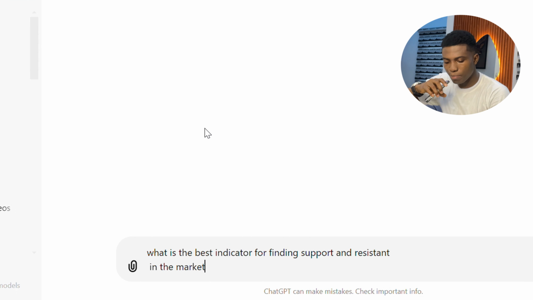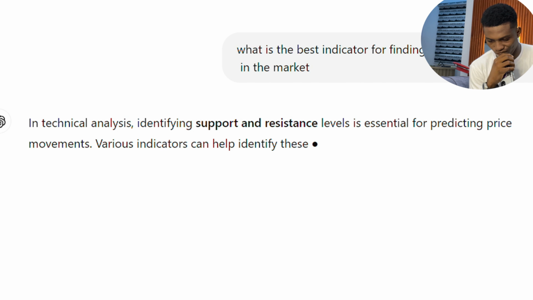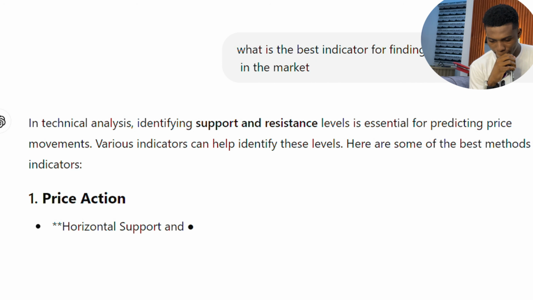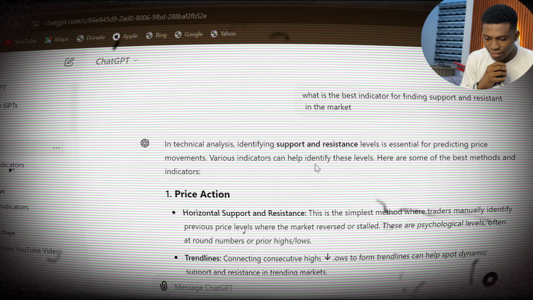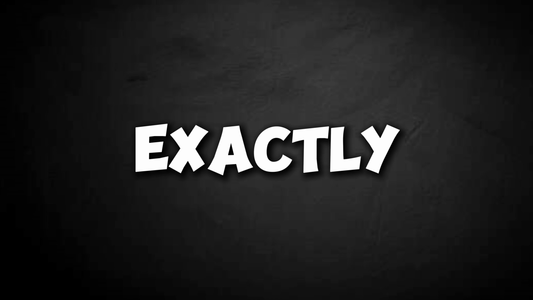The next thing we're going for is support and resistance. So right here, I've just typed on ChatGPT, what's the best indicator for finding support and resistance in the market? It's producing. Okay, so as you can see from what we have right here, it shows that price action is the number one indicator for finding support and resistance, and that's exactly what we're going to be using. Now in terms of support and resistance, the way we're going to be trading it is with resistance level and support level. So immediately the market hits a particular resistance level, we're going to take it to the downside, and if the market hits a support level, we're going to be taking it to the upside. So that's how we're going to be trading this.